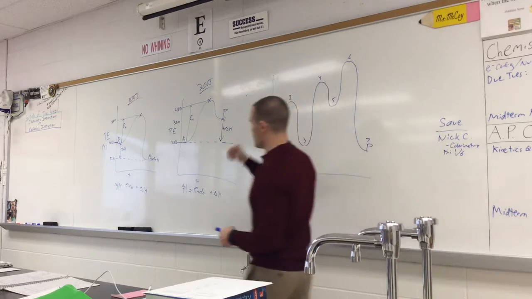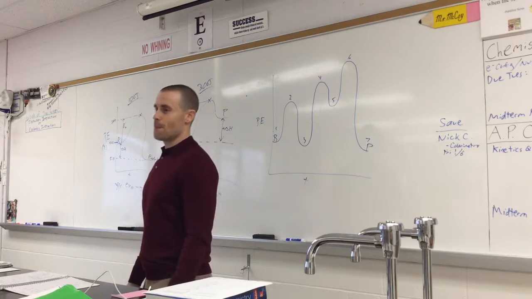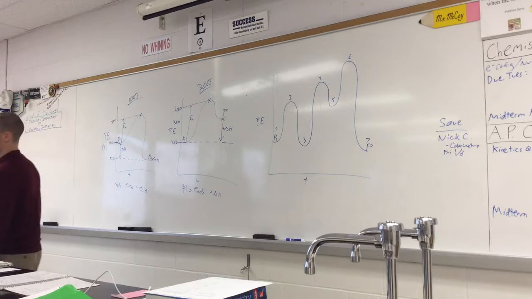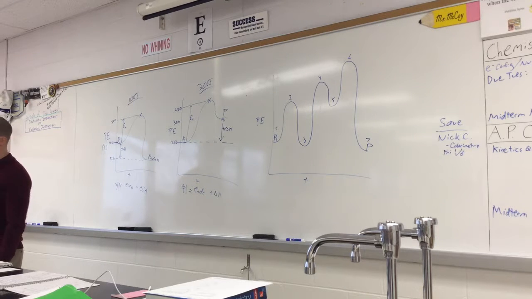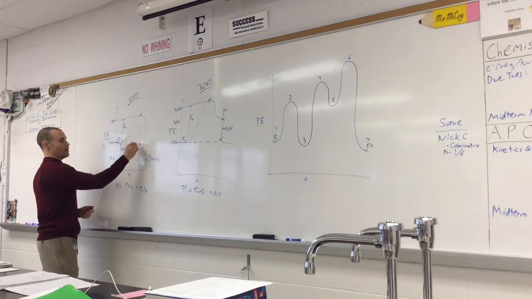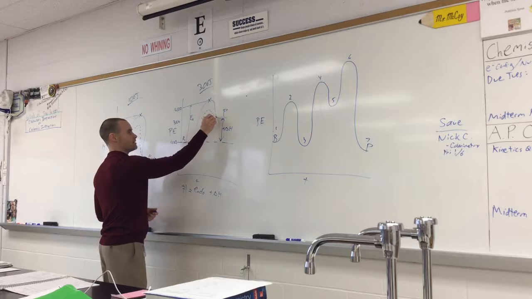Oh, I'm sorry, I just remembered. What's one thing I forgot? What did we always label in Regents Chem on these things? The dotted line, what does that represent? If we add a catalyst, that would look like this. It would be the same curve, just lower. So remember, that would be a catalyst, okay?